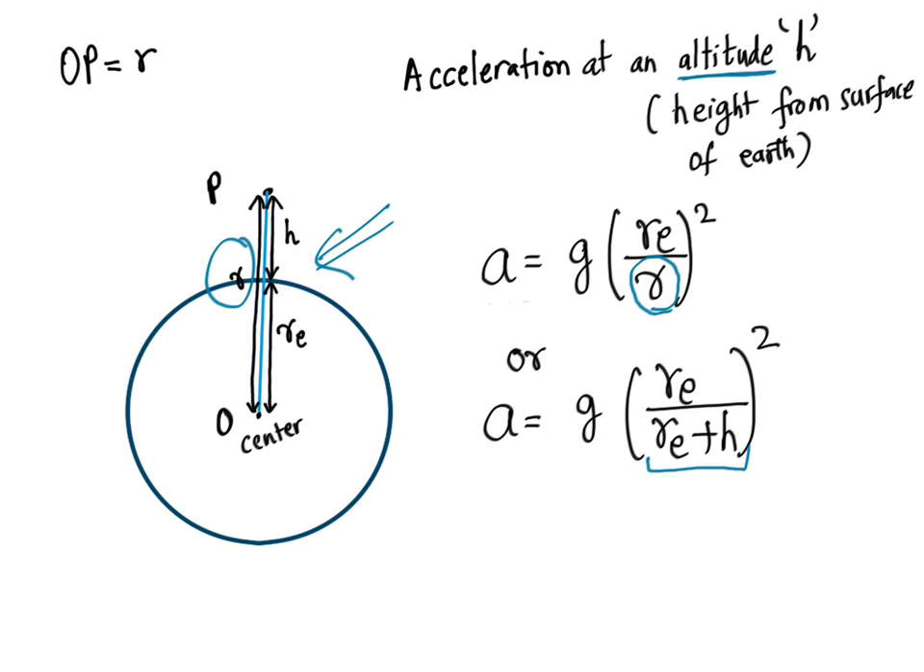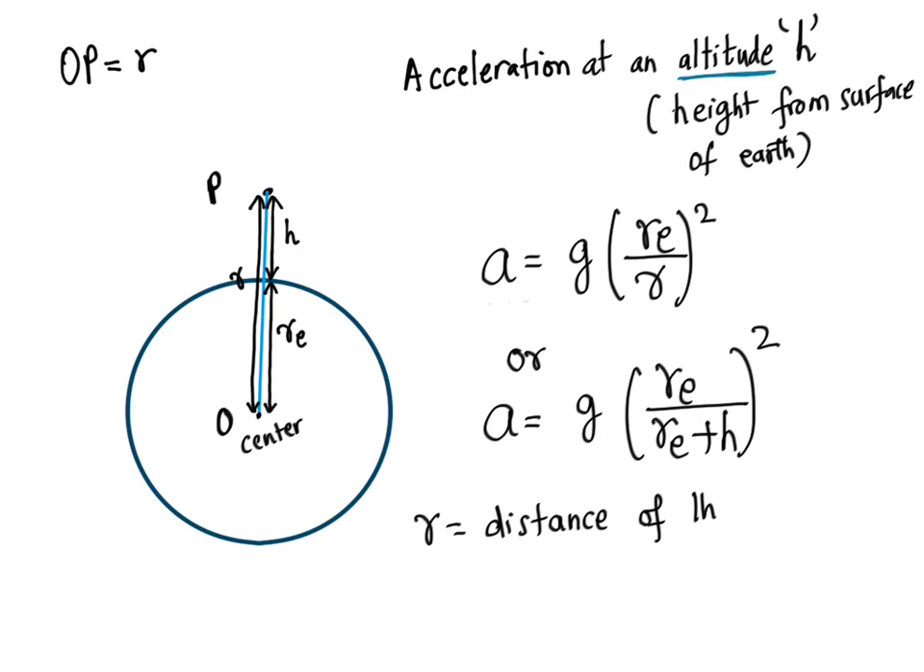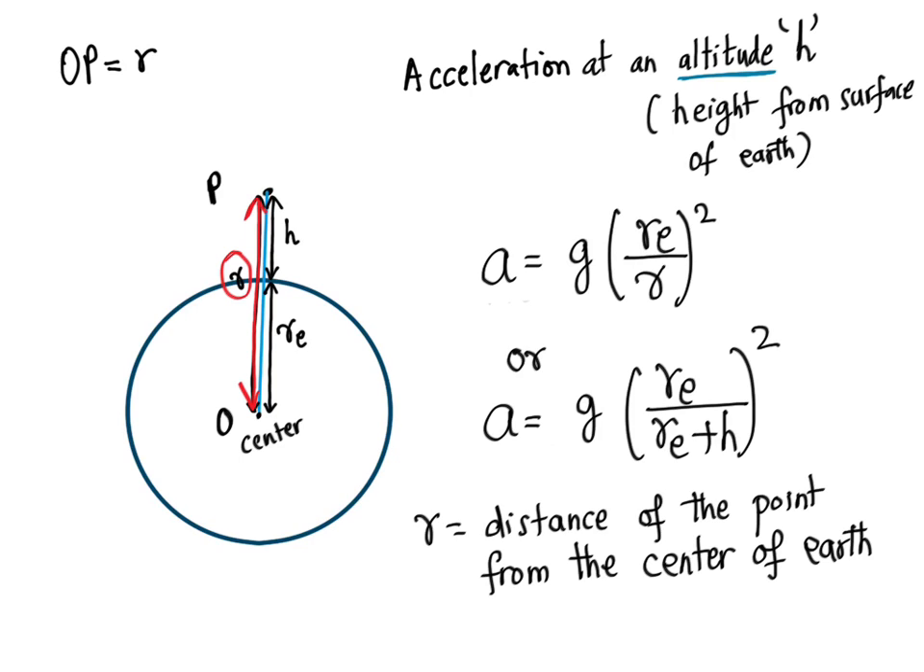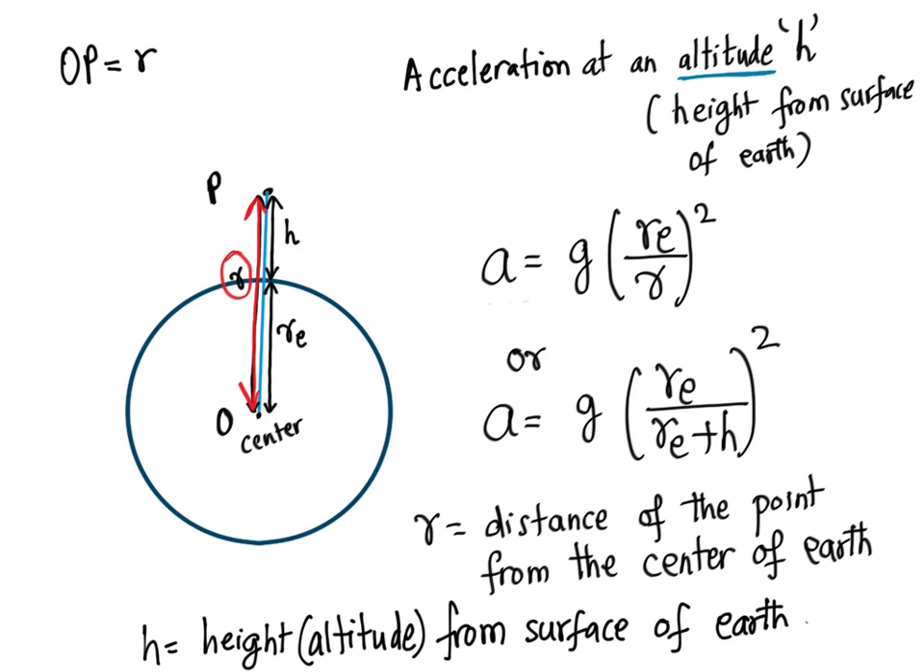Okay, let me just remove these marks from here. Now R is the distance of the point from the center of the Earth. So here point P is at a distance R from the center of the Earth, and we are trying to find out the acceleration due to gravity at this point P. H is the height or the altitude from the surface of the Earth, which we can see is labeled on the diagram as H. That's the height of P from the surface of the Earth.